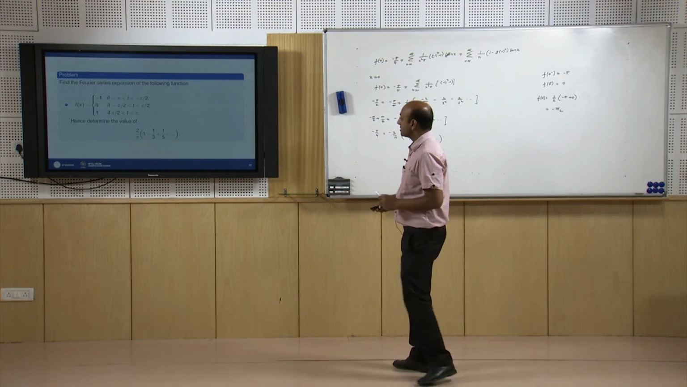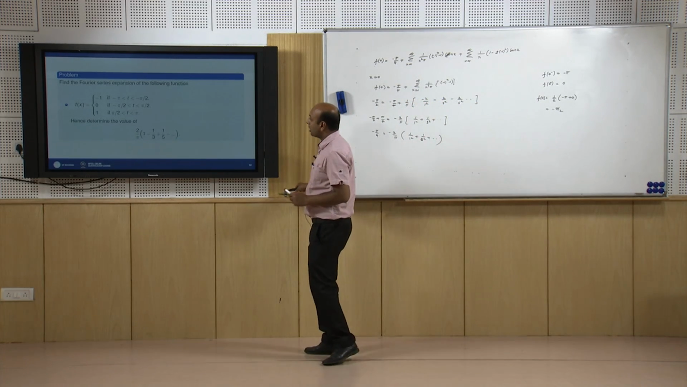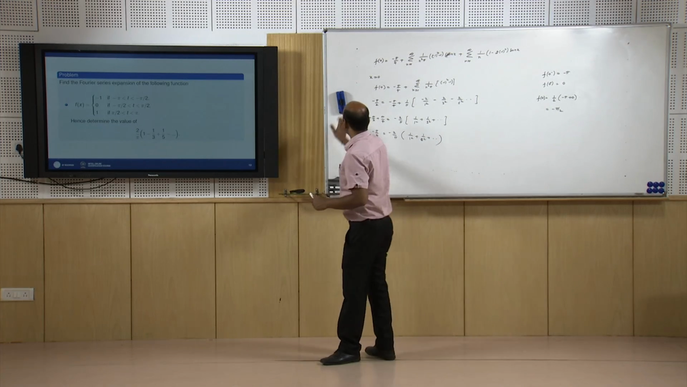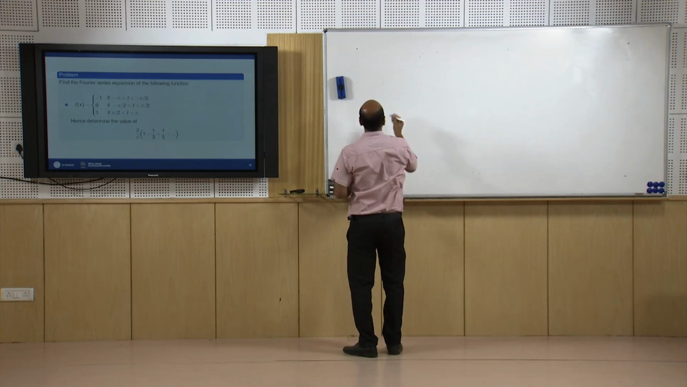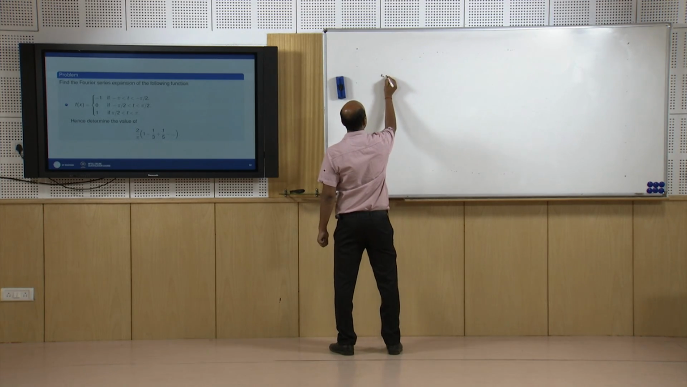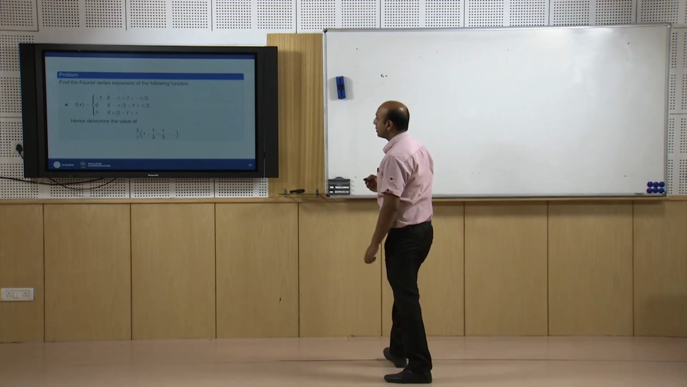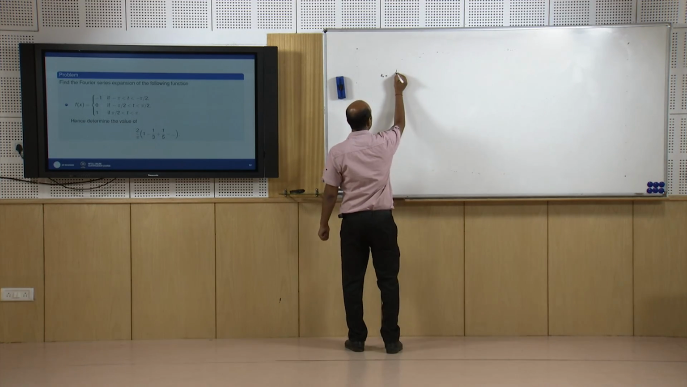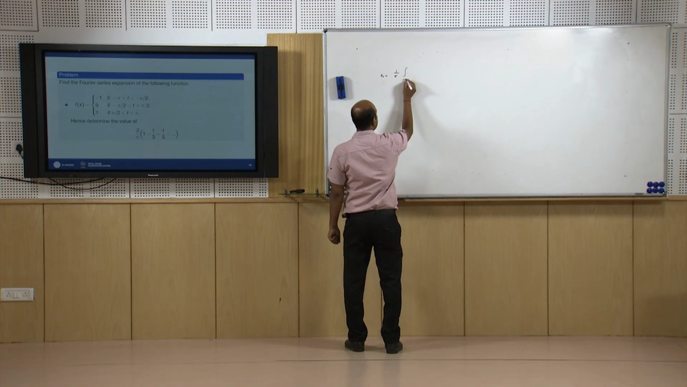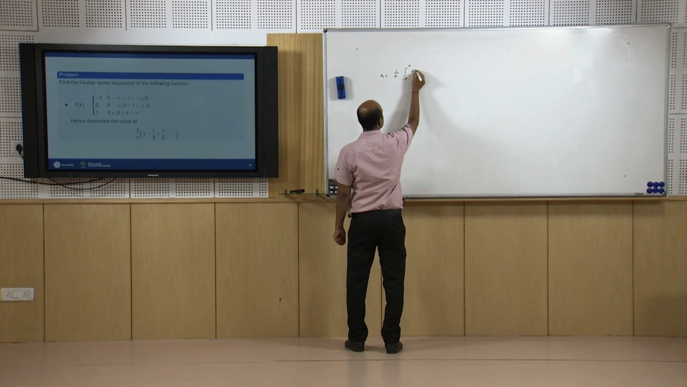Now, it is the same type of example, so we can easily solve this example also. Again, suppose you want to find a naught. So, a naught is nothing but, from minus pi to plus pi, 1 by pi integral from minus pi to plus pi of f x dx.